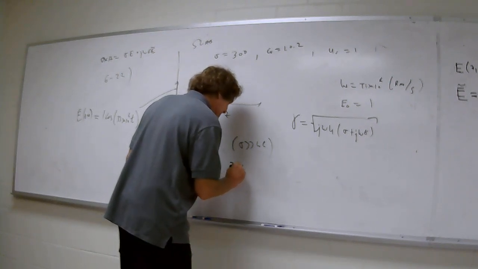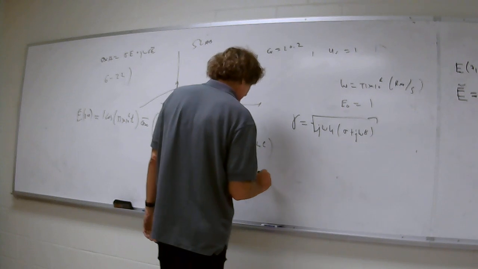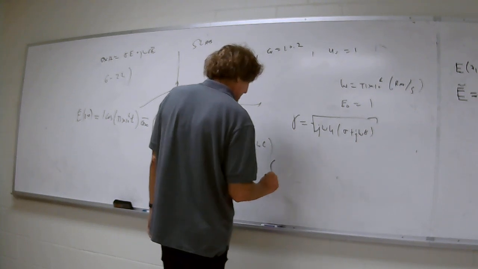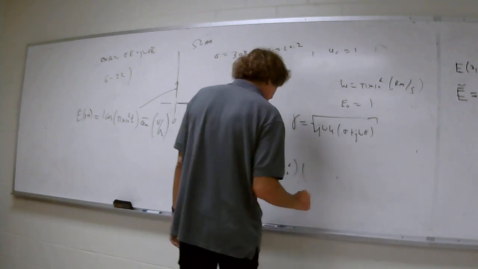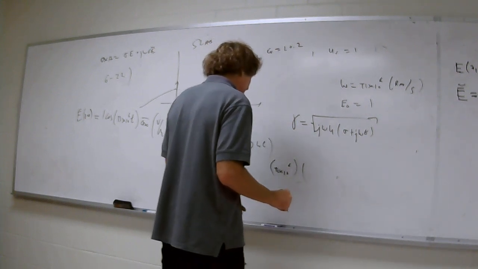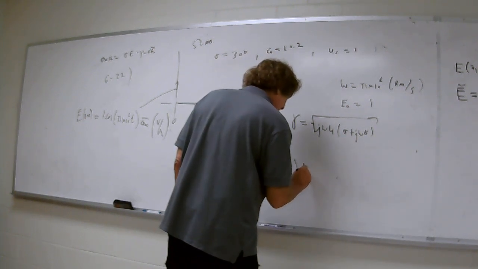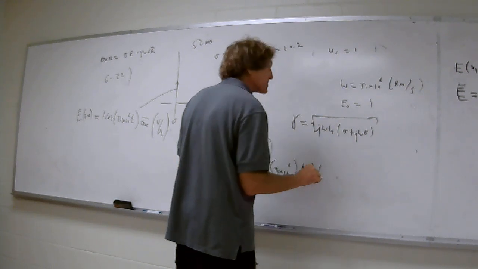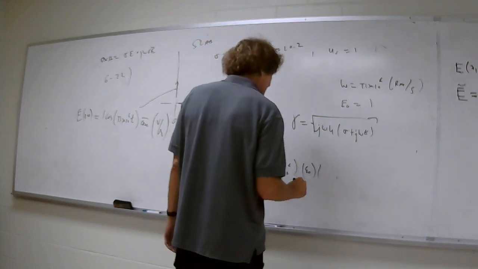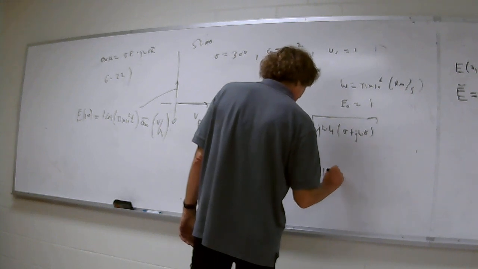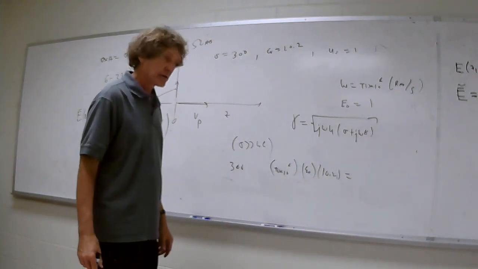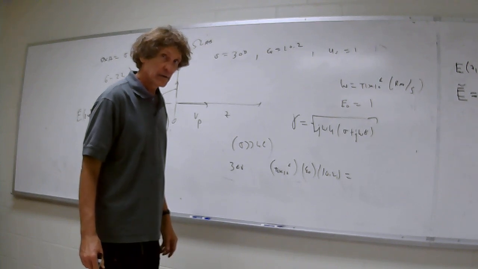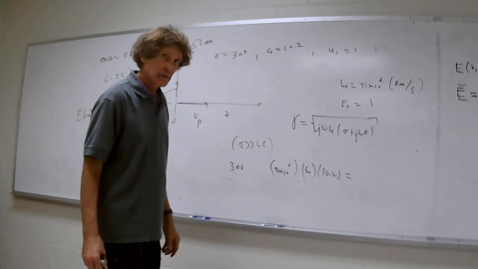Let's see what that is relative to omega epsilon. What's omega epsilon? Let me do it this way. It's pi times 10 to the 6 times epsilon, which is epsilon naught times epsilon relative, which is, what, 10.2? So what do you get for this value? It's 2.84 times 10 to the minus 4.